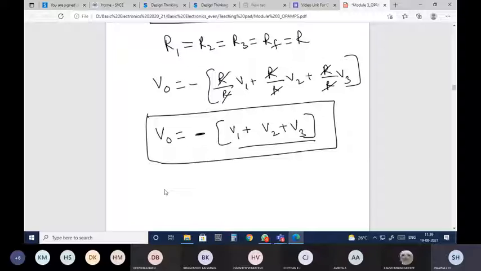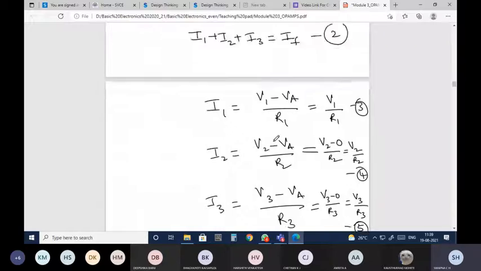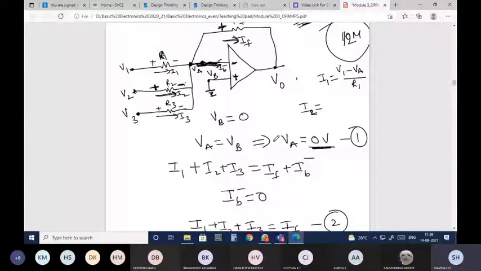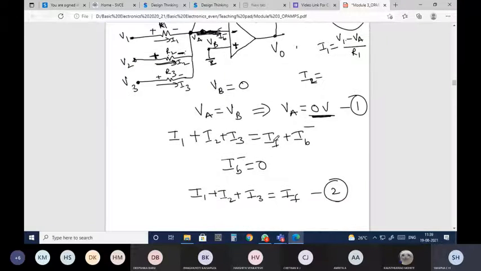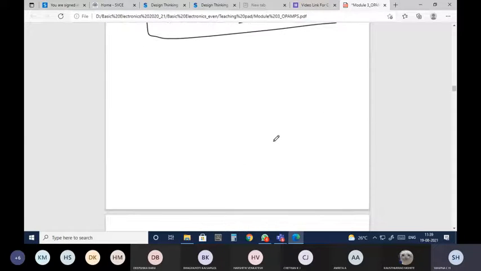That's all with respect to the summer circuit. Is this clear? Yes, anywhere, any doubts you can ask me. Any doubts in this application? How OPAMP is used as adder circuit is fine? No doubts. Okay, fine. So I'll just give you one question now.